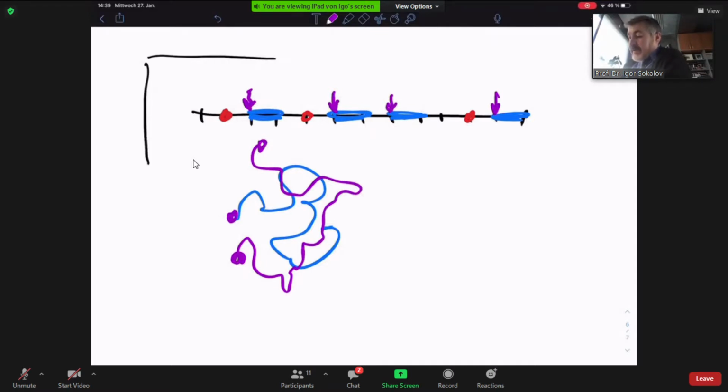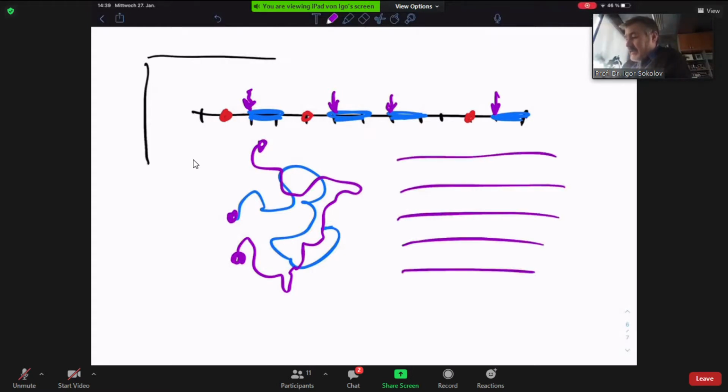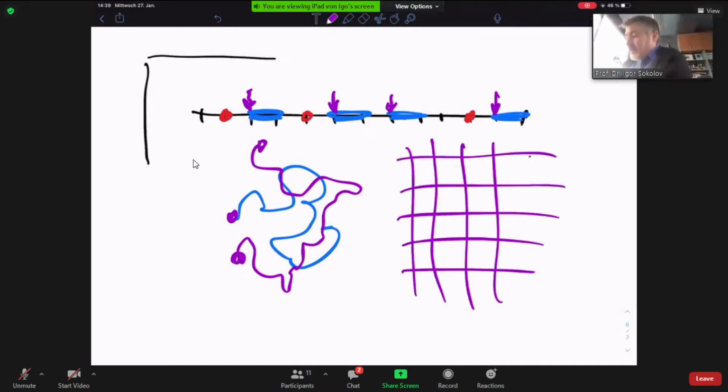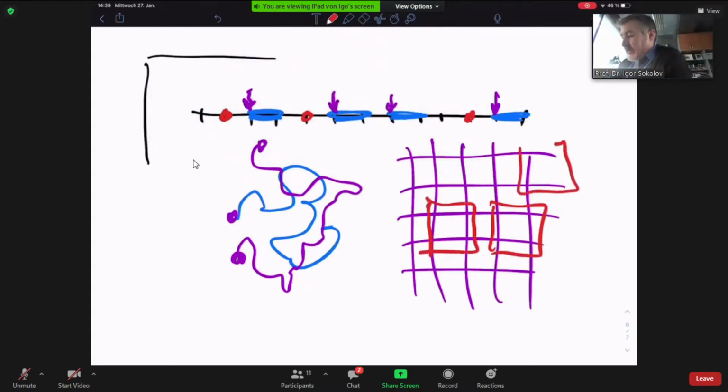And if you play with solid objects, you will see that this is exactly the approximation. For example, if you have a lattice and you try to place squares on this lattice without self-intersection, this is exactly what you will get.